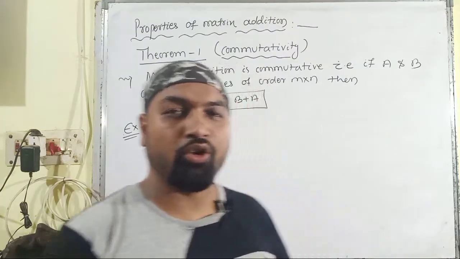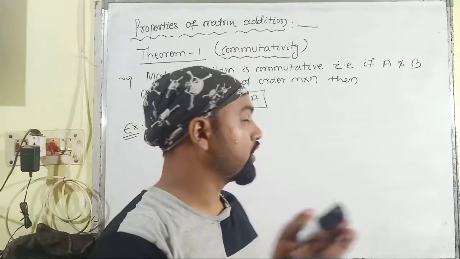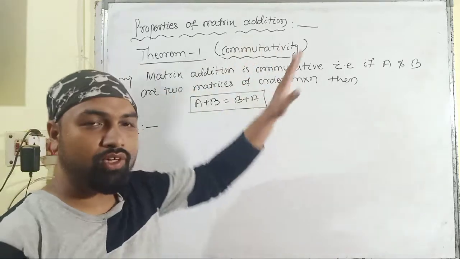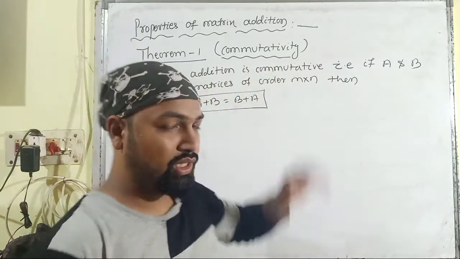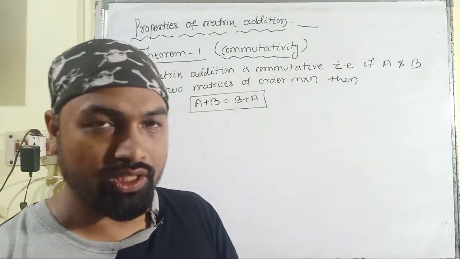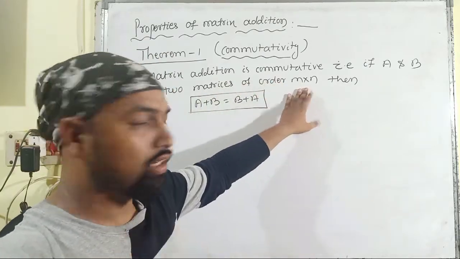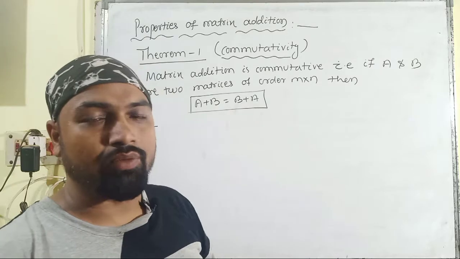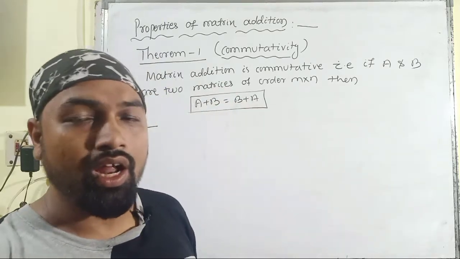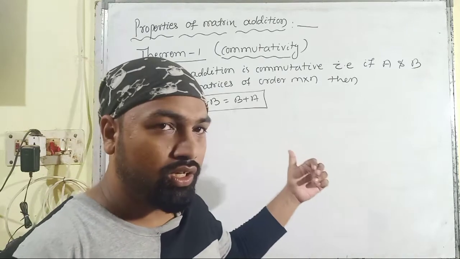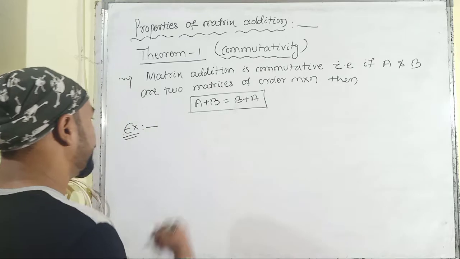Now let us discuss the properties of matrix addition, and it starts from the commutativity property. So let us consider the commutativity property as theorem number 1. Here the matrix addition is commutative, that is, if A and B are two matrices of the same order m cross n, then A plus B is equal to B plus A. That means the sum of A and B is equal to the sum of B and A, and we have to prove it by considering an example here.